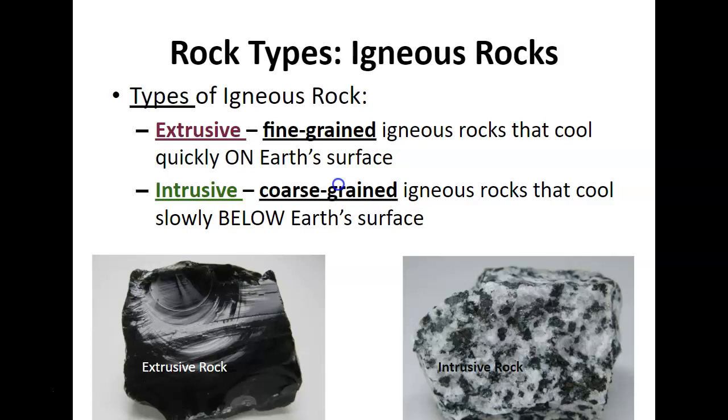So if you look at that diagram below in this picture here, you'll see that this one is very smooth. This happens on Earth's surface. You can see that it's smooth here. Intrusive has these little pits and holes in it. This one happens inside the Earth's surface.